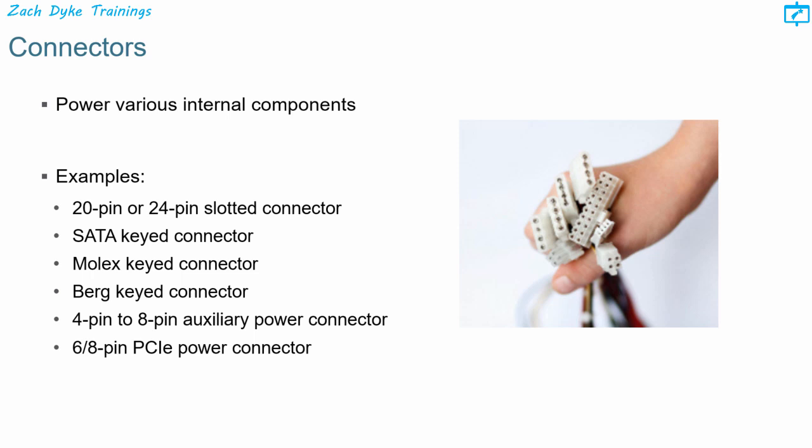Next up, we can talk about the connectors. A power supply includes several different connectors, and they are used to power various internal components such as the motherboard and some disk drives. We can have certain examples such as the 20-pin or 24-pin slotted connector. You can have SATA keyed connector, Molex keyed connector, Berg keyed connector, some 4-pin to 8-pin auxiliary power connectors, and some 6 and 8-pin PCIe power connectors.